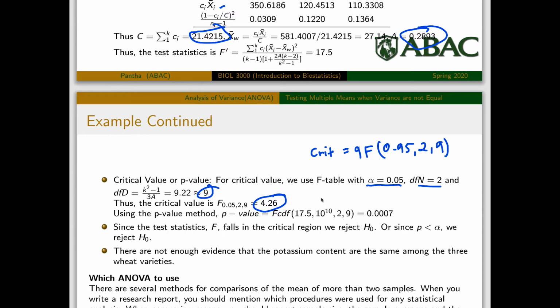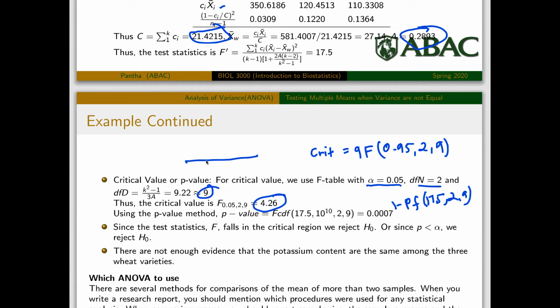If you use the p-value method, you use pf, and then you do 1 minus pf, similar to ANOVA, 1 minus pf of 17.5, and then 2, and then 9. If you do that, you will get 0.0007. So since the test statistic F falls in the critical region, why? Because your critical value was 4.26 and your test statistic is 17.5, which is bigger. That's why it falls in the critical region, right? So we reject the H0.